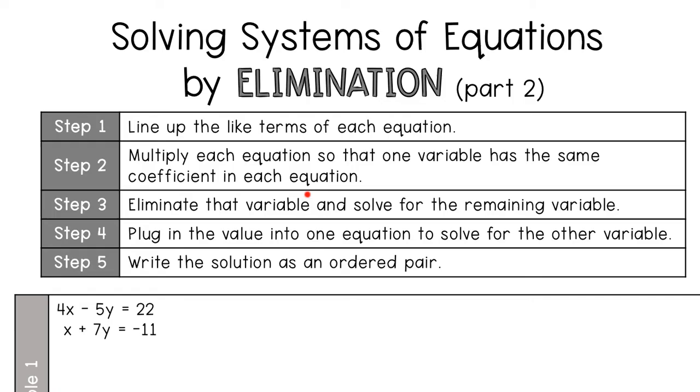Step 3, eliminate the variable and solve for the other. Step 4, plug in the value so you can solve for the first one. Step 5, write it as an ordered pair. And again, just a reminder, ordered pairs are always going to be x comma y. Okay, so let's just get straight into the example.